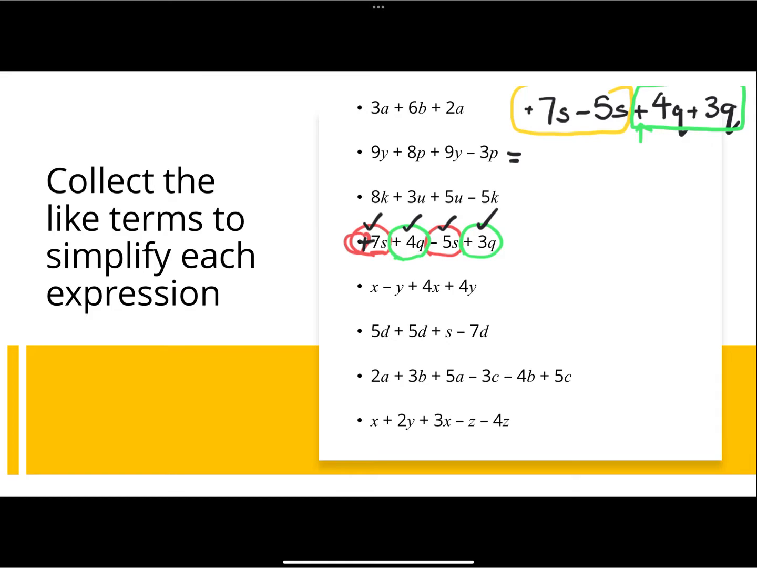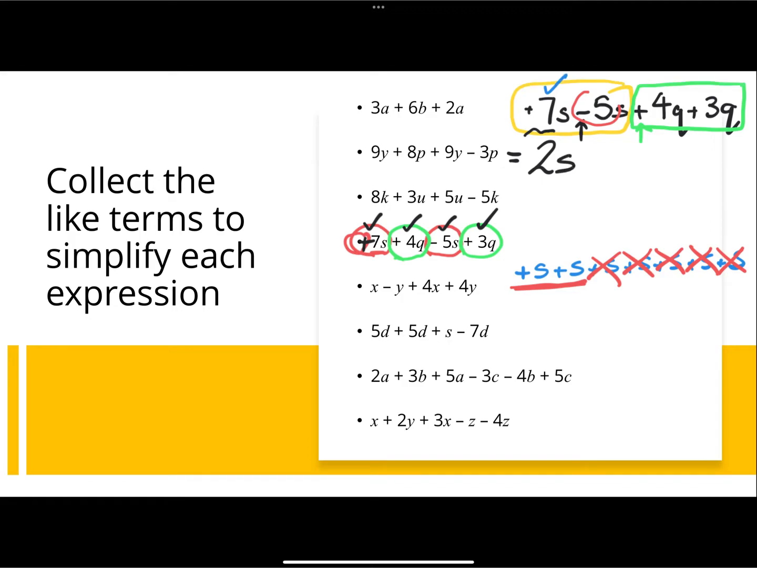So looking at our s's, I have 7 s's, but I take away 5 of them. Okay, I need to draw a picture for this one because my brain's not thinking too good. So I'm going to draw my 7 s's. 7, so that's my 7 s's. Now I want to take away 5. So I'm going to take away 5 of them. 1, 2, 3, 4, 5. And that leaves me just with my 2 s's. So I have 2 s's there.